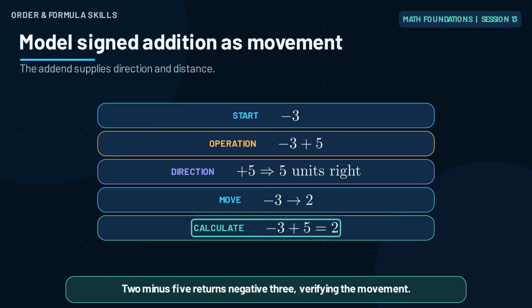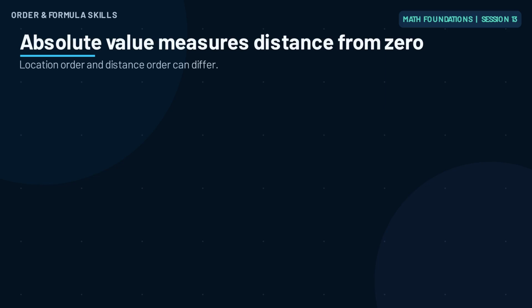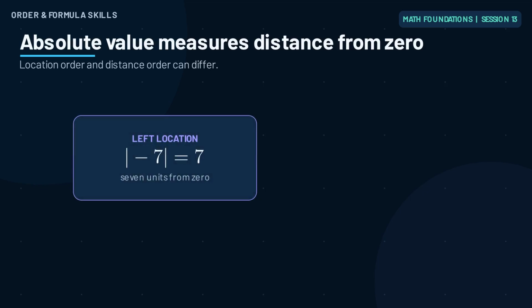2 minus 5 returns -3, so the inverse operation verifies the sum. Direction and distance explain the sign of the answer. Absolute value compares distance from 0, not which side of 0 a number occupies. The absolute value of -7 is 7 because -7 is 7 units from 0.